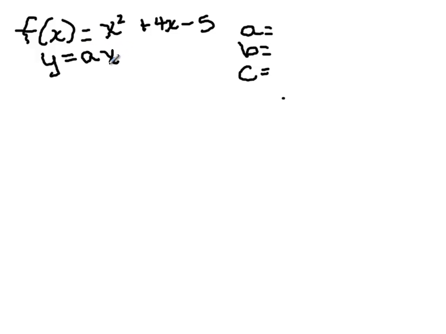Ax squared plus bx plus c. That's the general quadratic, where a is the number that's in front of the x squared term. So in our case, a equals 1, b is a positive 4, and c equals negative 5.